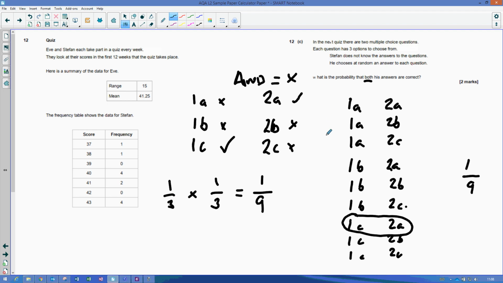And we can do that without writing out this big list. So if you understand that, this is by far the quickest method. So whenever you see that you need the probability of one thing and another thing happening, work out the individual probabilities and multiply them together.